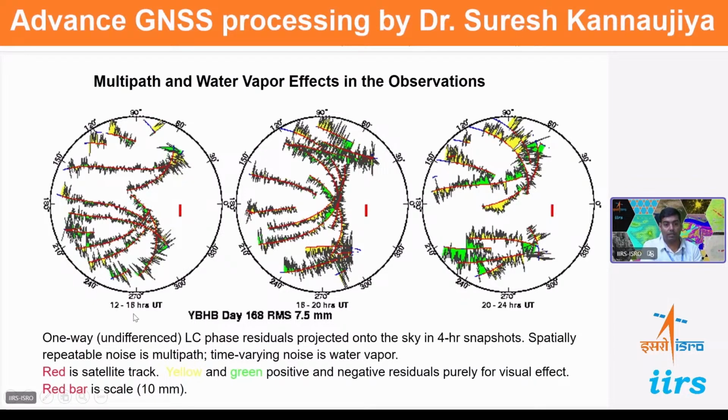This is 12 to 18. This is 18 to 20 UT. Okay, universal time. Then this is 20 to 24 universal time. So for these three different periods, you can see how the multipath and water vapor effect is contributed globally.